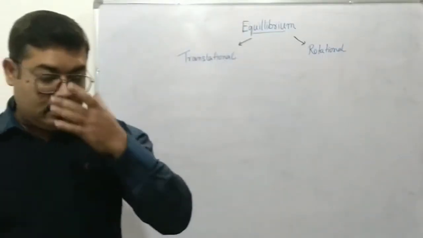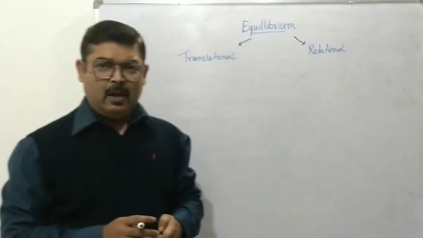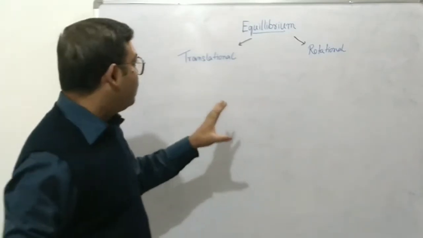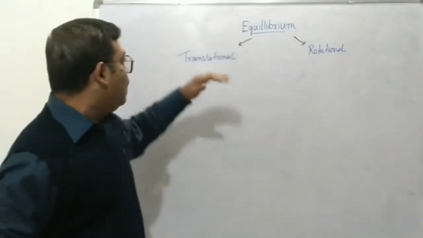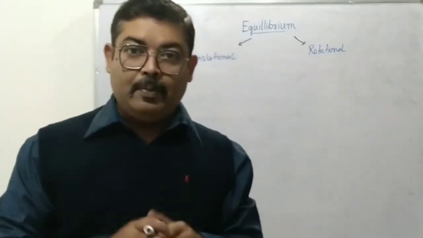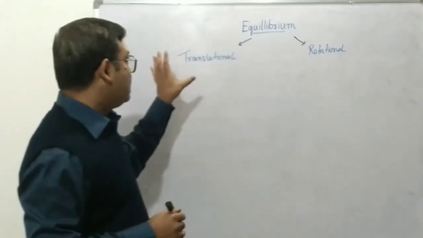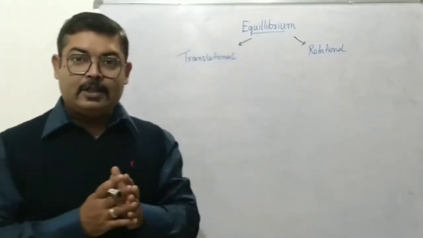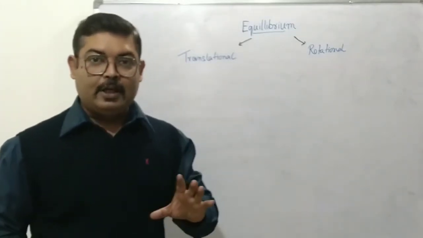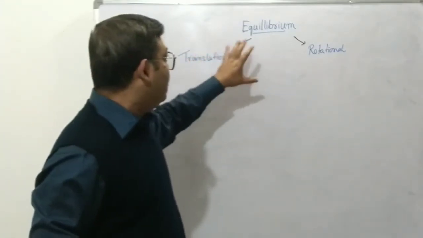Now let us move on to equilibrium of rigid body. What we mean by equilibrium of rigid body is that a rigid body is said to be in equilibrium if it is in translational as well as rotational equilibrium. What we mean by that? See, if the rigid body is not changing its translational motion, that is its velocity is neither increasing nor decreasing or not changing, then we say that it is in translational equilibrium.